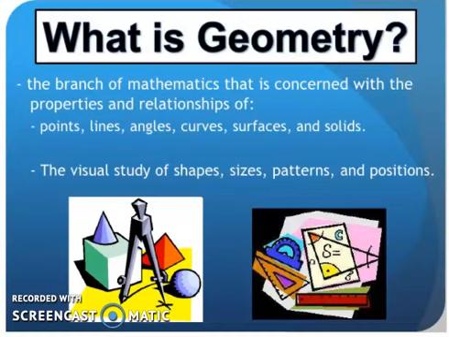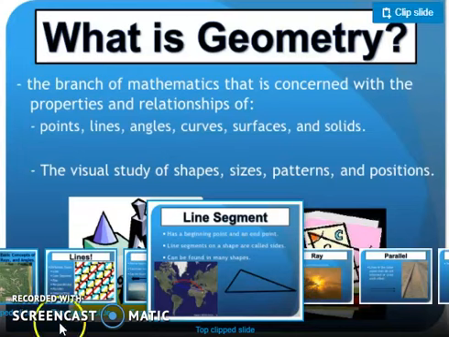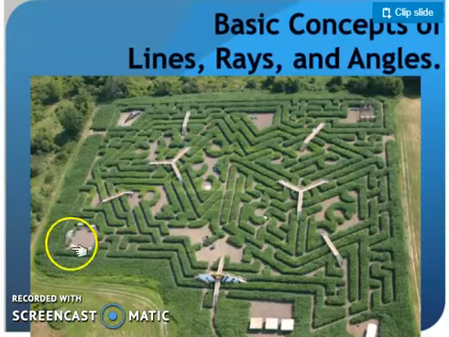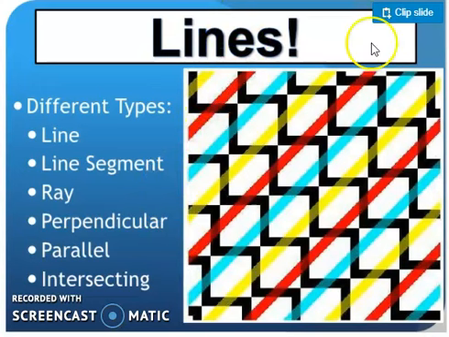As we know, numbers and signs are in arithmetic, but geometry is also a branch of mathematics. The visual study of shapes, size, patterns and positions is also geometry. Today, we will learn basic concepts of lines, rays and angles. So, let's get started. First we will learn about lines. Different types of lines are line segment, ray, perpendicular lines, parallel lines and intersecting lines.